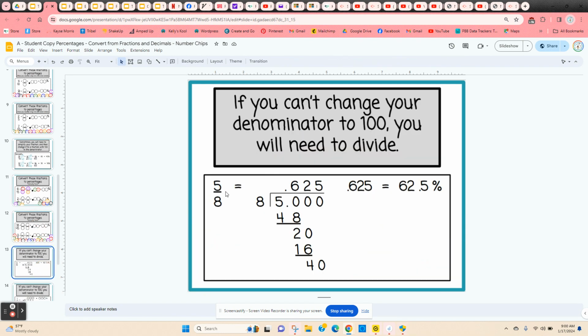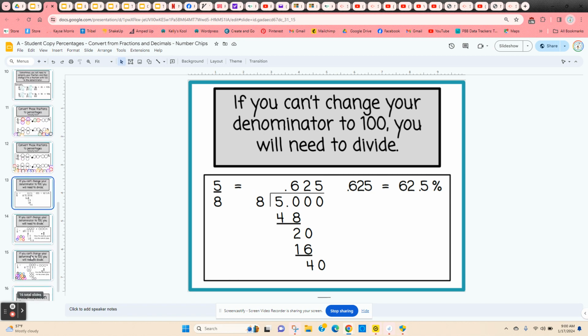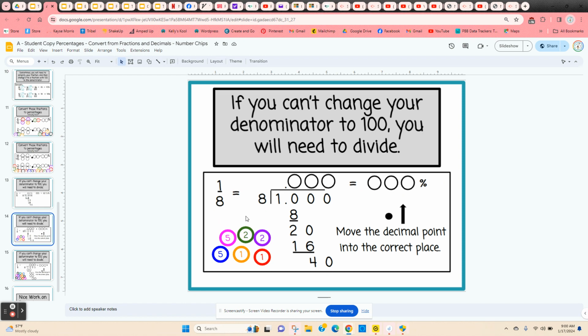Now, it's not always possible to convert that denominator to 100. So here we have 5/8. We have to use long division in order to solve this one. So the next couple of slides, they're going to be using long division. So they have some smaller numbers here so they can do the division. The first one is mostly done for them. So most of the division's done. They just have to fill in these numbers.